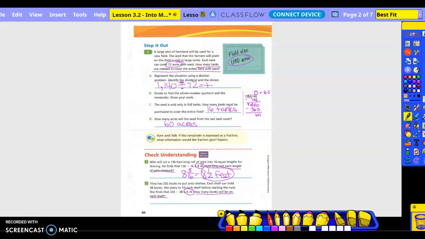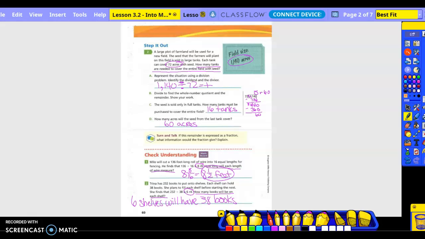The first thing we're going to use is the quotient, right? So how many shelves will have 38 books on them? 6. Okay, so 6 shelves will have 38 books.